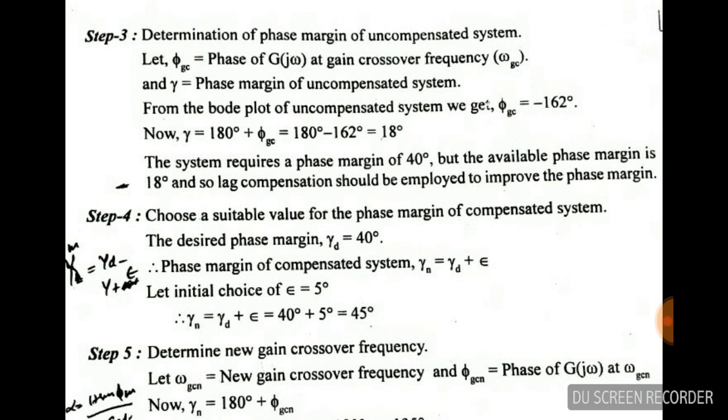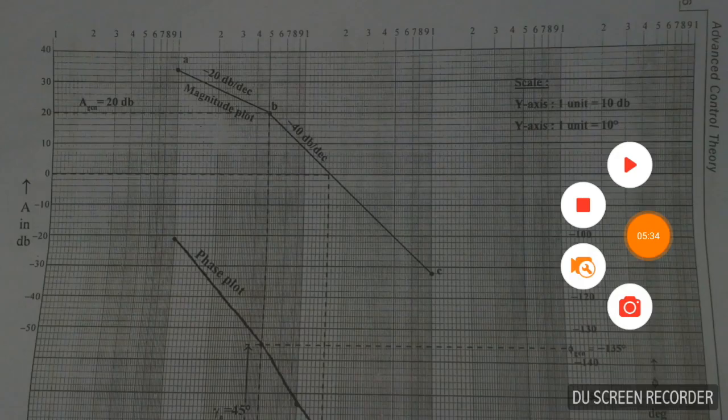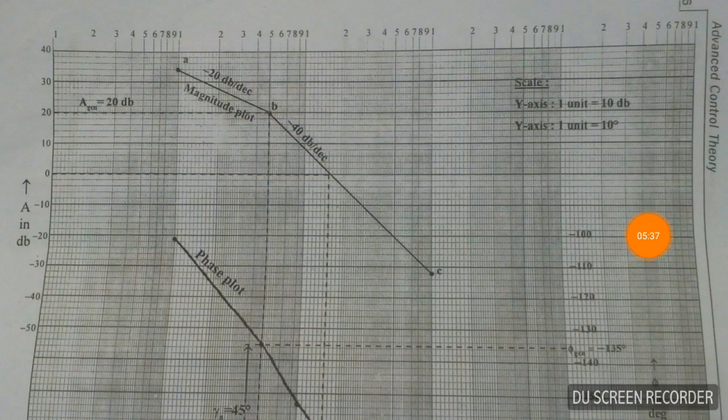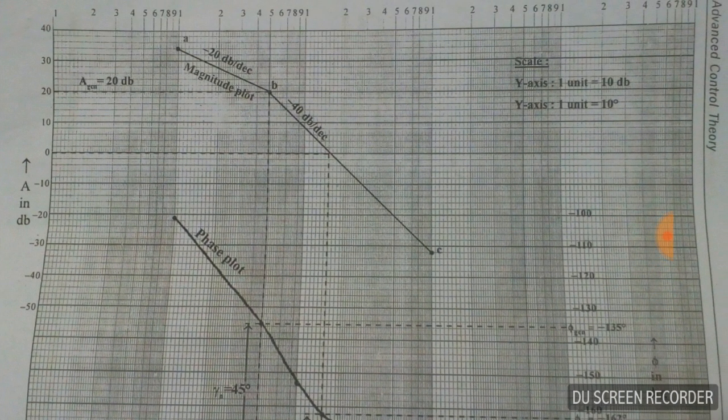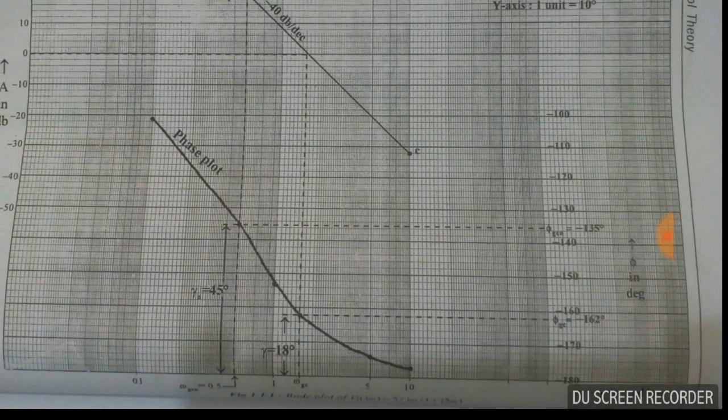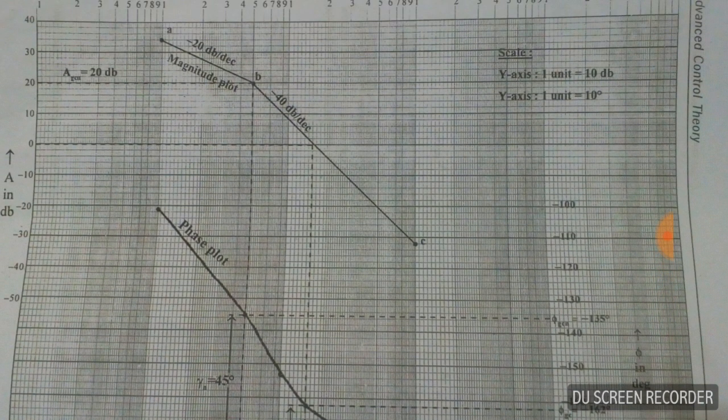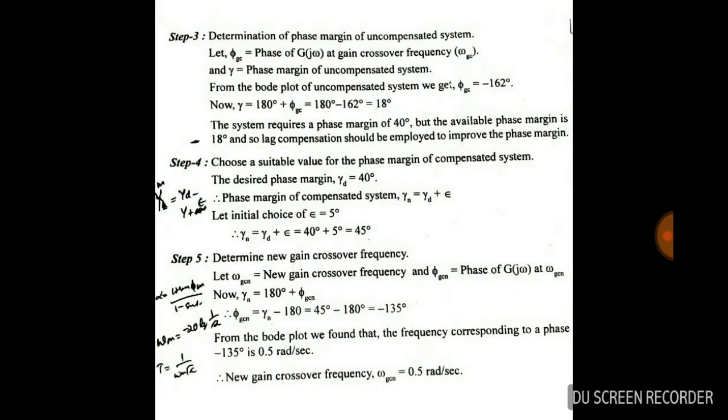Now we need to move into the further design of the compensator and determination of phase margin of the uncompensated system. So this is the Bode plot we have drawn from the calculations, the magnitude plot and the phase plot. Okay, the determination of the uncompensated system.